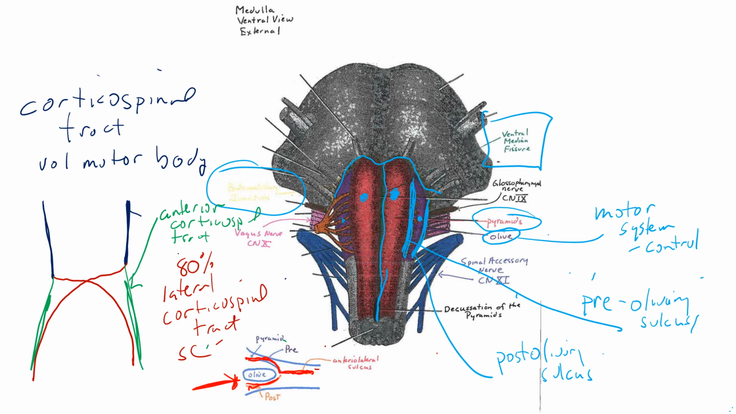The importance of these sulci is not necessarily just that they are depressions. It is the fact that out of the post-olivary sulcus, we're going to see cranial nerve 9, cranial nerve 10, and cranial nerve 11 emerging. Out of the pre-olivary sulcus, we're going to see cranial nerve 12 emerge. So yes, they are anatomical indentations, but this is how we are going to identify the various cranial nerves associated with the medulla.